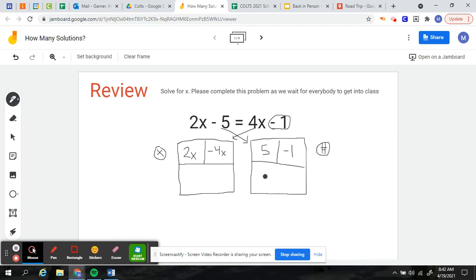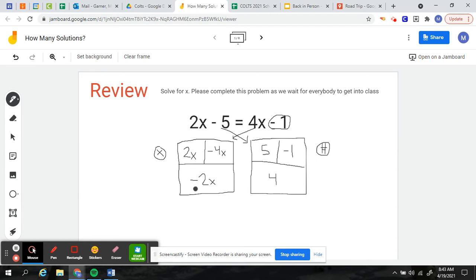So far we have filled in those top 4 boxes. 2 of them just drop down. The other 2 that cross the equal sign must change signs. Now we're going to add the 2 little boxes together to get the big box. So 2 plus -4 is -2x. 5 plus -1 is 4.